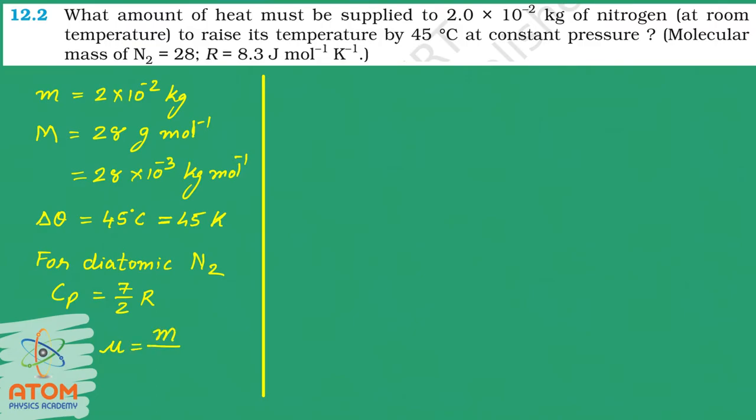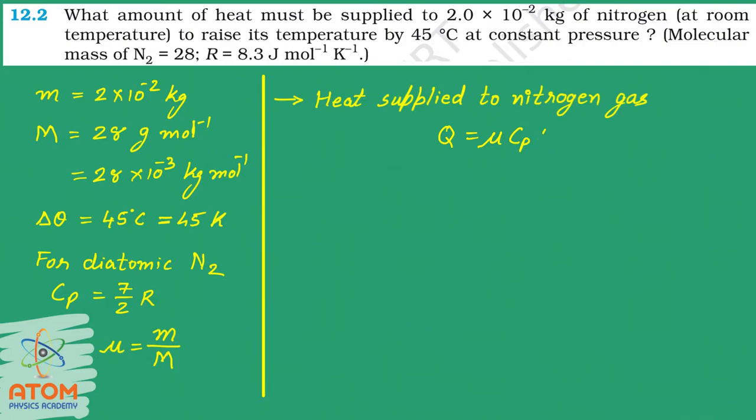So that is mu, and mu is equal to m upon M. Small m is the mass of nitrogen, and capital M is the molecular mass of nitrogen. Now we can find the heat supplied to nitrogen gas. Let us say it is Q, then Q will be equal to mu Cp delta theta, where mu is the mole number, Cp is the molar specific heat at constant pressure, and delta theta is the difference of temperature. Here mu is m upon capital M, Cp is 7 by 2 into R, and delta theta.